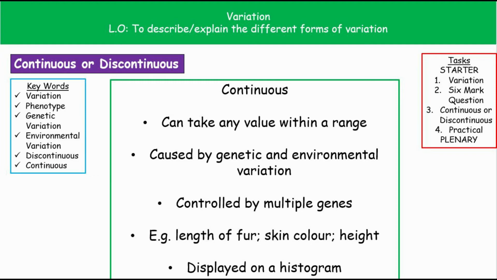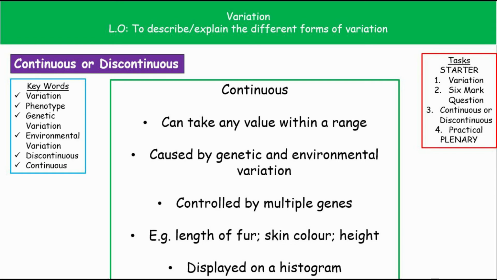If we start off with continuous variation first of all, these are variations that can take any value within a range, and they tend to be caused by both genetic and environmental variation. When we're talking about the genetic, they tend not to be controlled by a single gene, but they're actually controlled by multiple genes. And some good examples here are things like the length of fur.